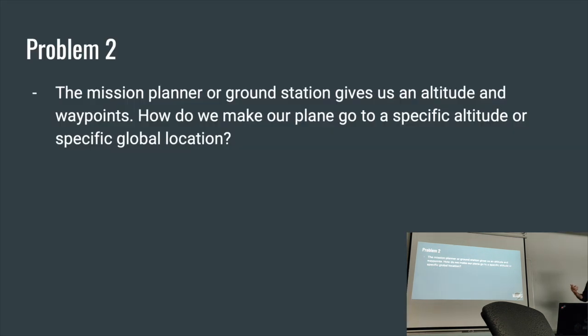How do we convert what the mission planner or ground station gives us, and how do we make our plane go to a specific location? The answer to that is to have two separate controllers, could be PID controllers, one controlling each aspect of the inputs, right? So we break our system down into two separate input SISO systems.